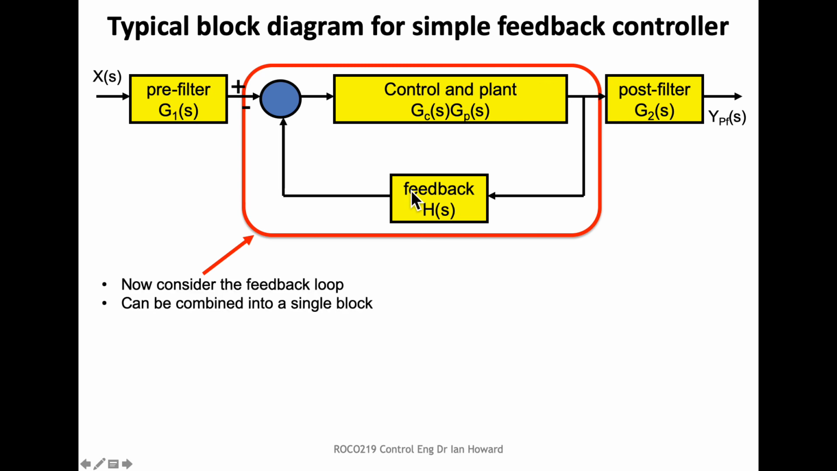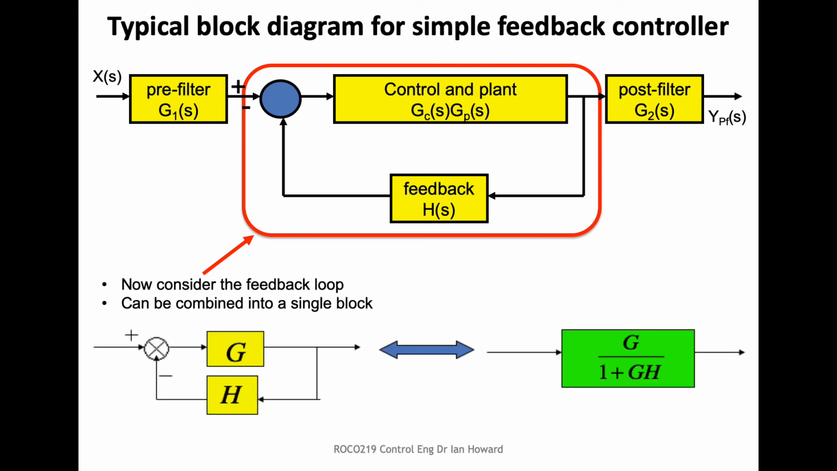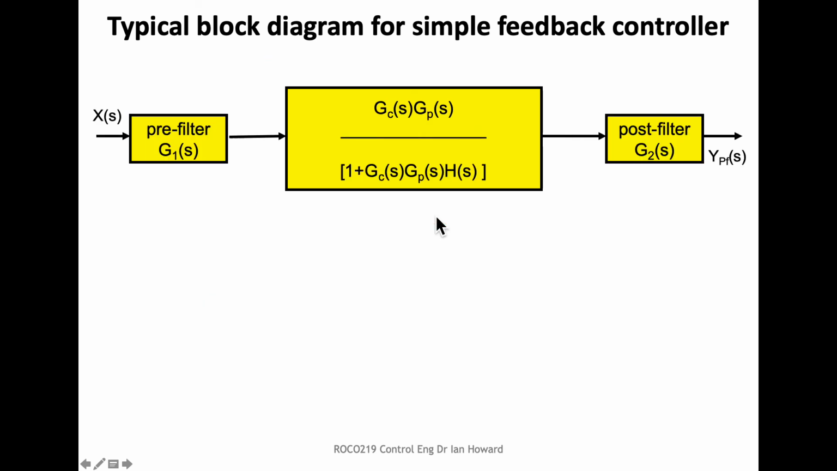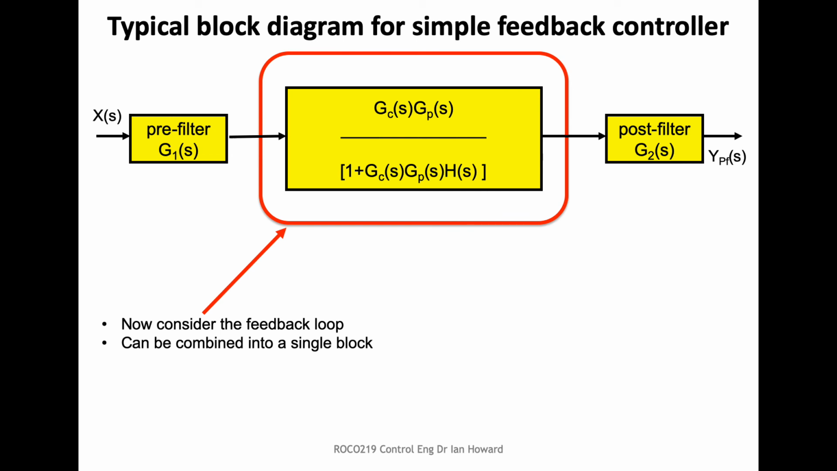So we can just use our simple relation that this is equivalent to forward path divided by 1 plus forward path times backward path, the feedback path. So this is the G, and this is the H in this case. We put this into the G and this into the H in that formula, and we get a single block which does the equivalent transfer function to the feedback block.